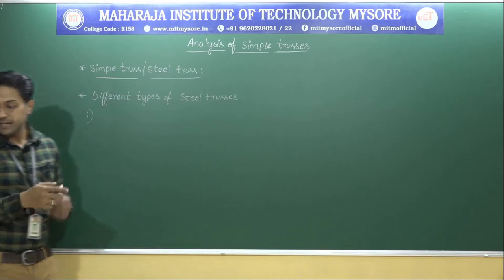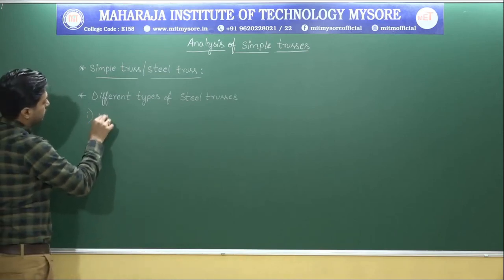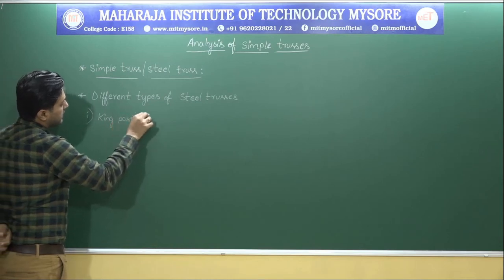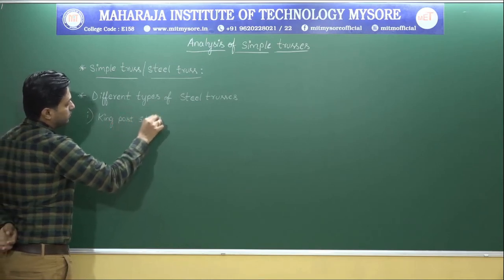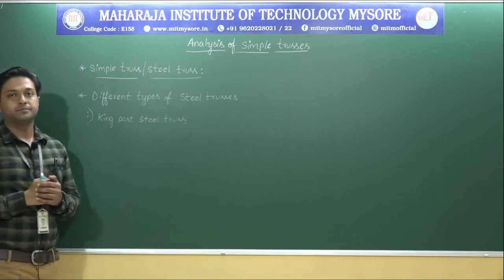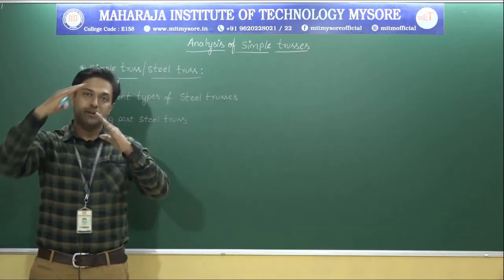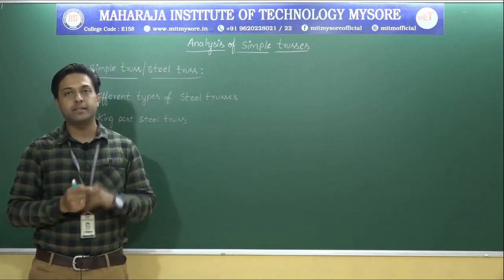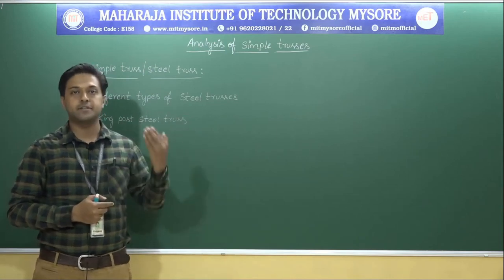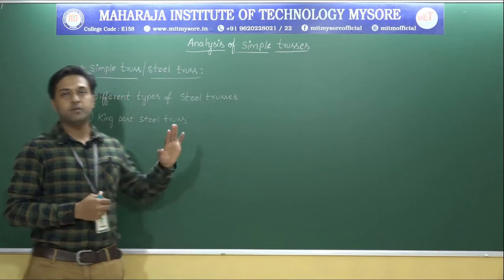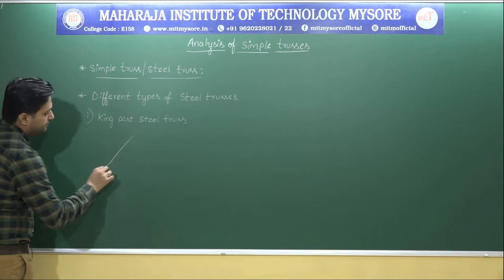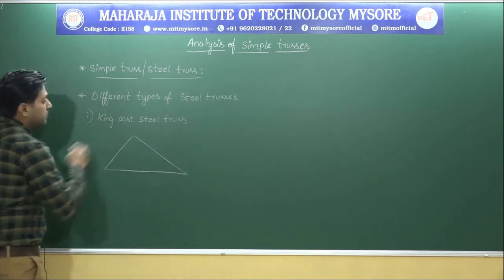So, the first one is king post steel truss. And let me draw the diagram also. So, based on the alignment of the different members in the steel truss, it has been named as king post steel truss, queen post steel truss, like that. So, let me draw the diagram of a king post steel truss. So, the diagram will be like this.